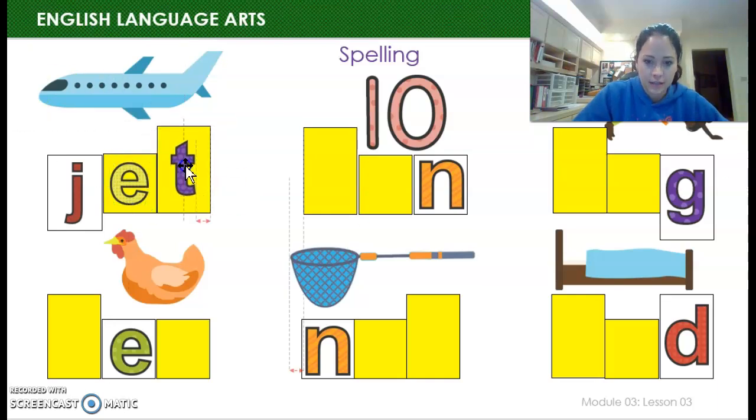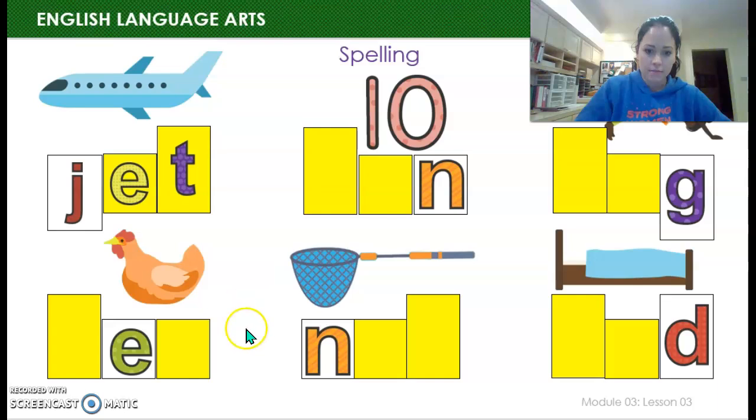Jet. Okay, and I asked you to get out a notebook because I want you to practice writing these with me as I place the letters in their spots. So could you get out your notebook right now and your pencil and write the word jet? J, E, T. Jet.